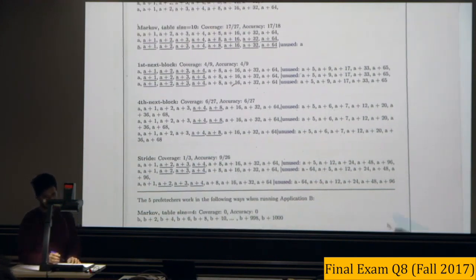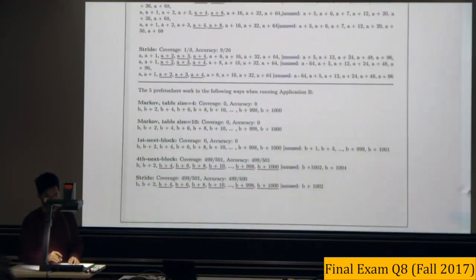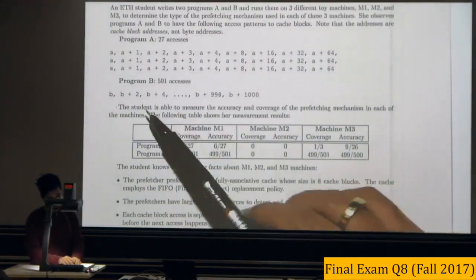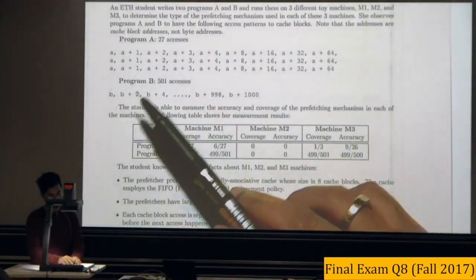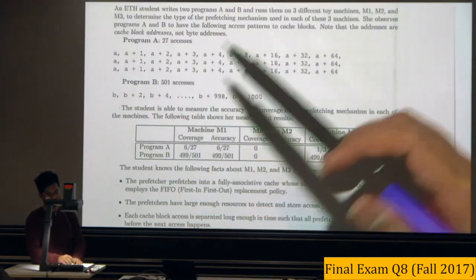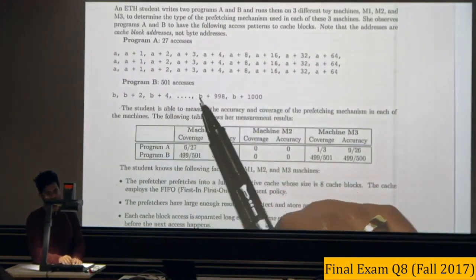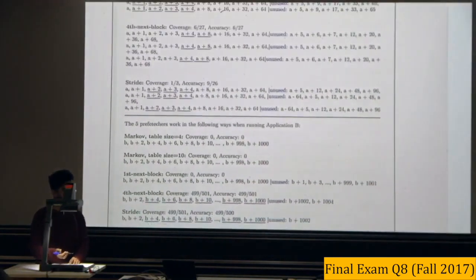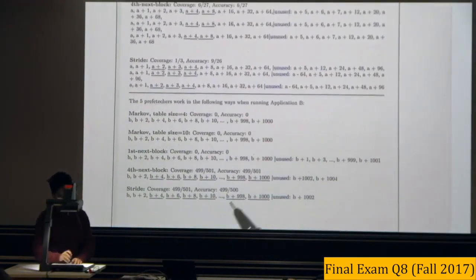Okay, so now let's move to the second program. As we have seen, the second program is this, right? It's just 501 accesses, and it's an arithmetic progression. So B plus 2, B plus 4, B plus 6, and so on, B plus 998, B plus 1000. So you can easily guess the stride prefetcher is going to work very well in this case.